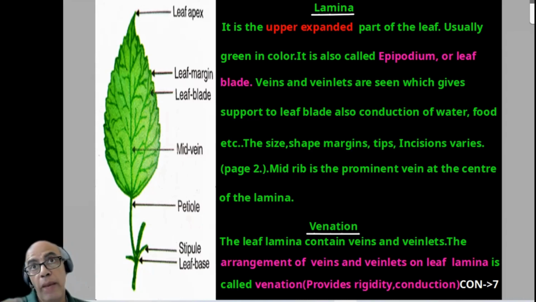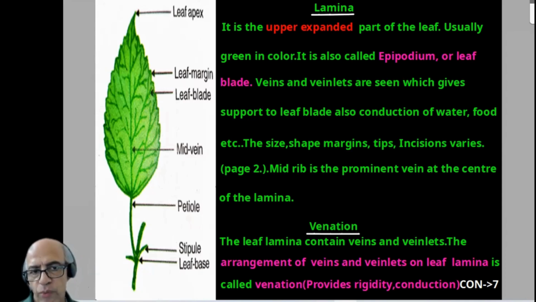And it is also called epipodium at the highest. Epi means above, like epidermis, epipodium or leaf blade. We can also find veins and veinlets on this leaf lamina, which give support to the leaf blade and also conduct water and food, etc. Size, shape, margin, tips, incision vary. That I have shown on page number 2.